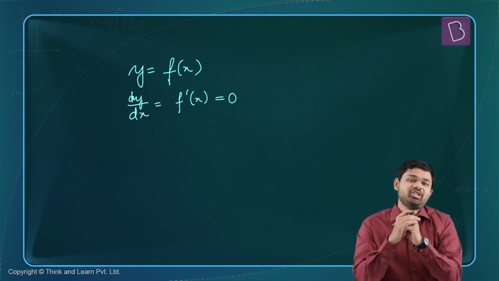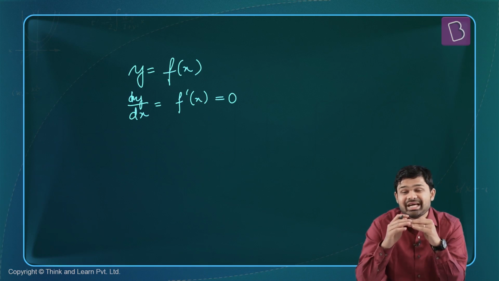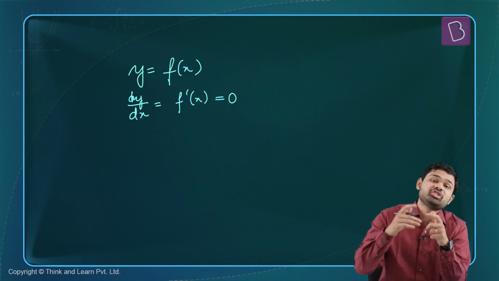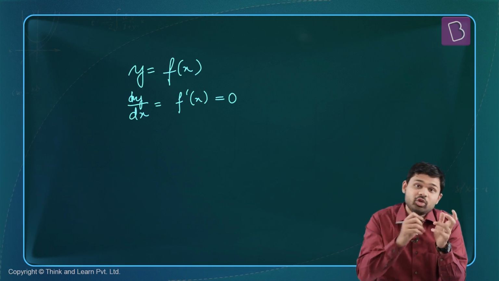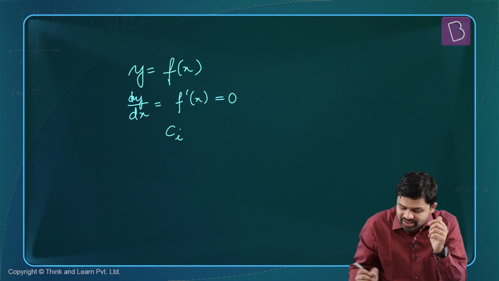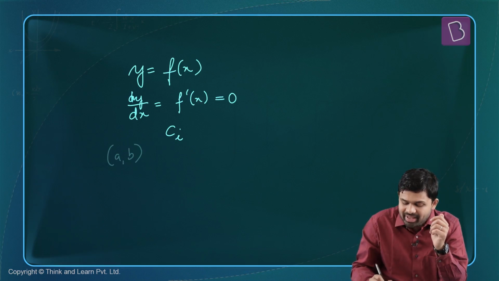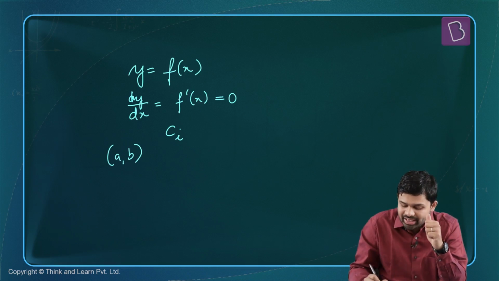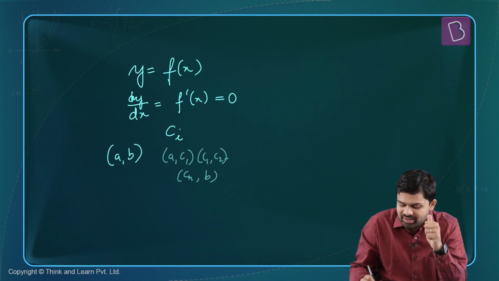The points where f dash of x equals 0, these are the critical points where the function is going to change nature. Then you divide your domain. So let's say your critical points are all the c_i's. If your domain is a comma b, then divide your domain into a comma c1, c1 comma c2, and so on up till cn comma b.